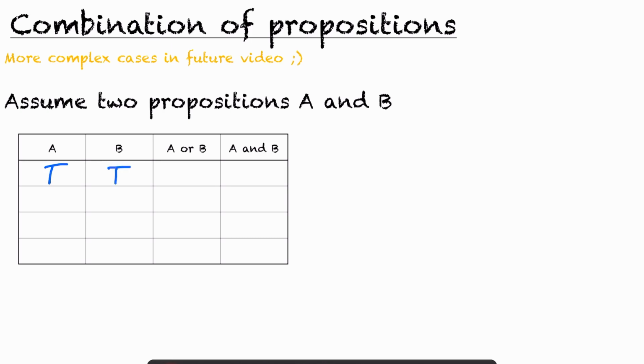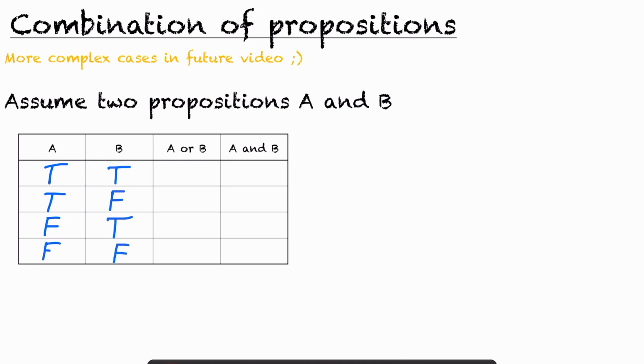A second possible combination is that A is true and B is false. It is also possible for A to be false and B to be true. And last but not least, it is also possible for A to be false and B to be false.